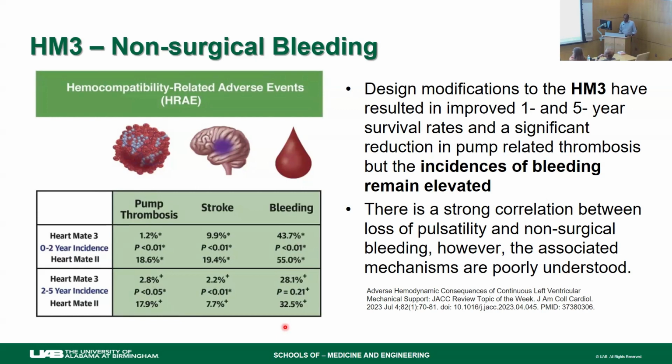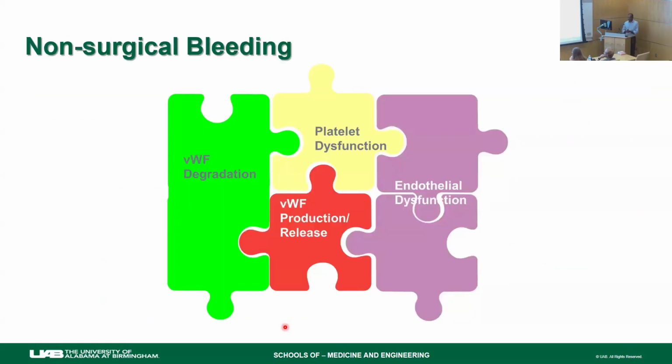So if you go back and look at this literature over 20 years now, there's a strong correlation between the loss of pulsatility and bleeding, but the mechanisms are very poorly understood. And this is what we're focused on over the last 10 years or so. So we think that this is a complex problem. We initially thought that endothelial dysfunction was a major issue, but we submitted several grants, and every time the study section comes back to us and says, you're looking at a small part of this very complex multifactorial problem.